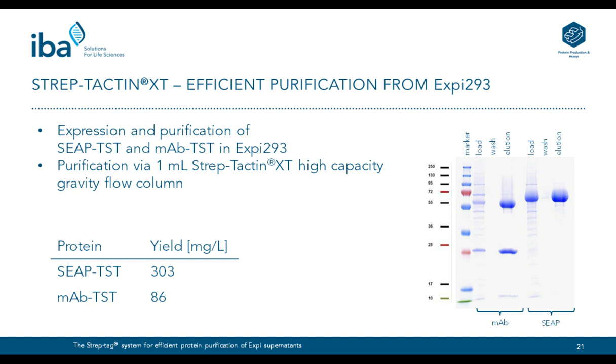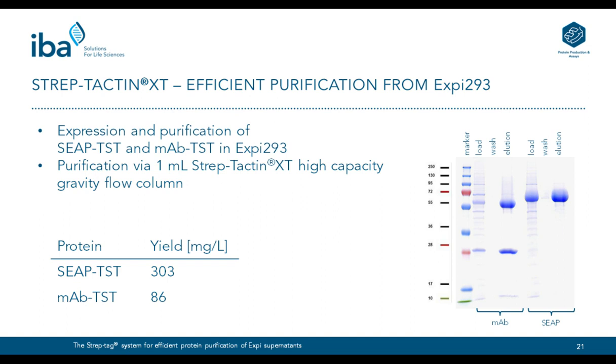Finally, we wanted to make an experiment, you could say, under real conditions, because we have the Expi 293 system here in-house. So we transfected Expi 293 cells with a vector coding for secreted alkaline phosphatase or the monoclonal antibody, and cultivated the cells until they reached a viability of 75%. And then we harvested the supernatant, which was only 30 milliliters, and purified it on a 1 milliliter STREPTACTIN XT high-capacity gravity flow column.